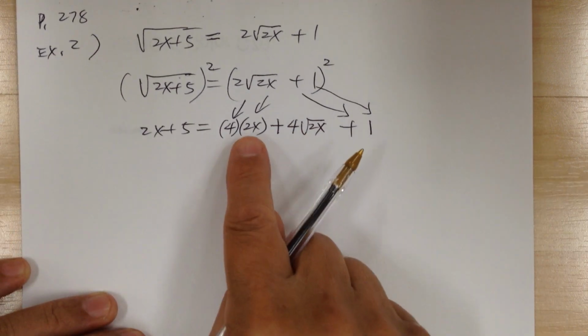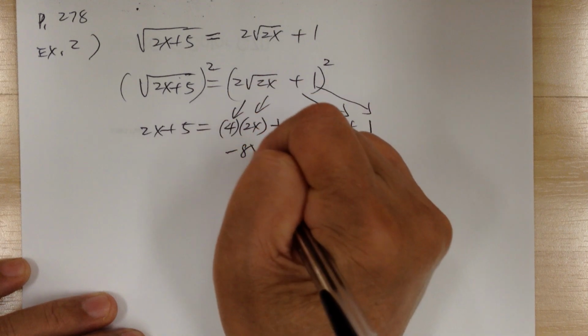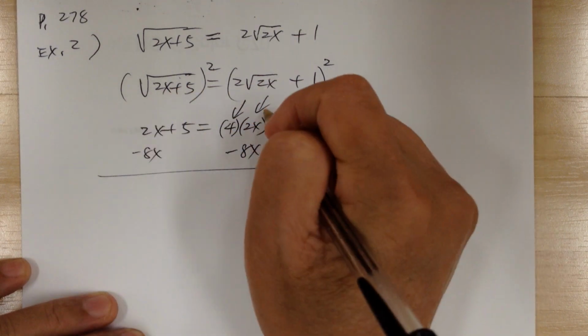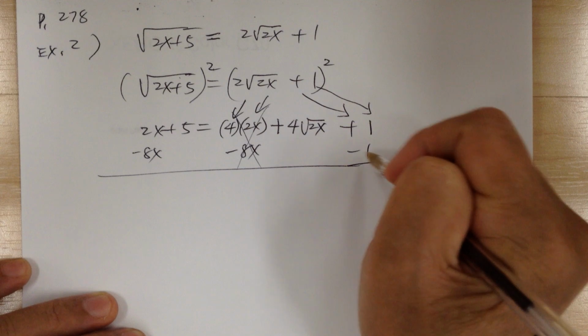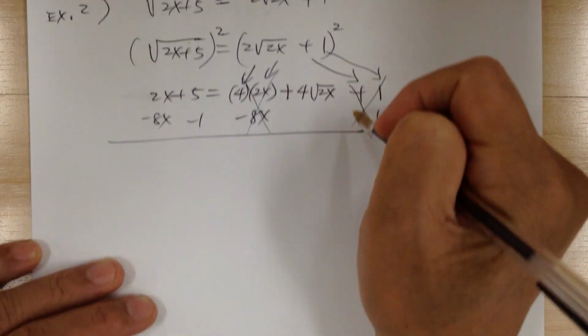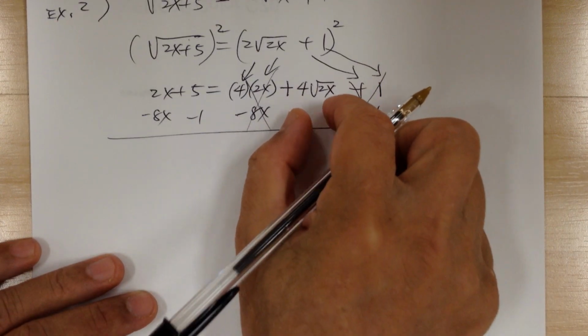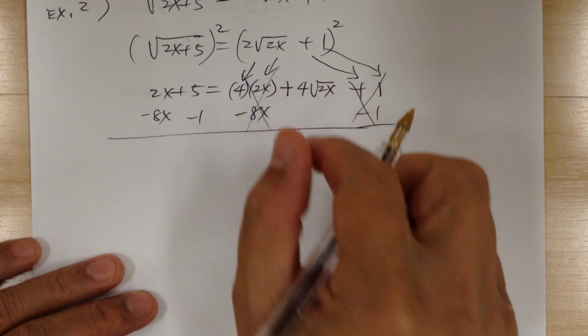Okay, so what I'm going to do is get rid of all these. I need to minus 8x on both sides, so this will cancel out. I need to minus 1 on both sides, so this will cancel out. Remember, you need to isolate the radical. Okay? You need to get the radical by itself.